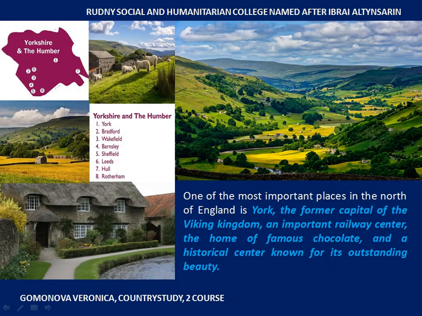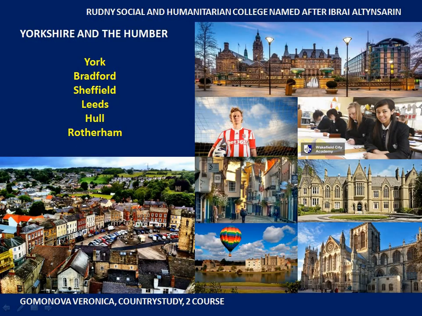The next region is called Yorkshire and the Humber, and one of the most important places in the north of England is situated here. It is called York, the former capital of the Viking Kingdom, an important railway center and the home of famous chocolate, and a historical center known for its outstanding beauty. The main cities here are York, Bradford, Sheffield, Leeds, Hull, and Rotherham.